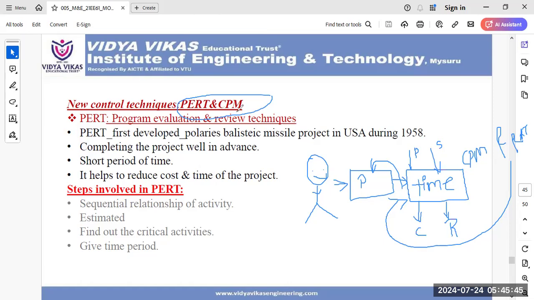So why do we go for both techniques? We could use just one. Both techniques are used to identify the amount of time required to complete the project, but there is a small difference between them. Let's understand them one by one. I want to go to the board now.